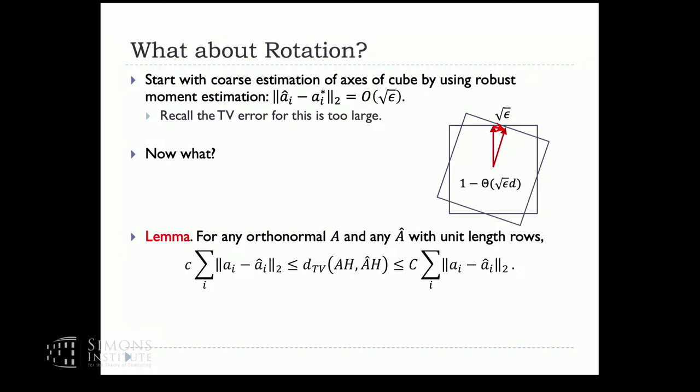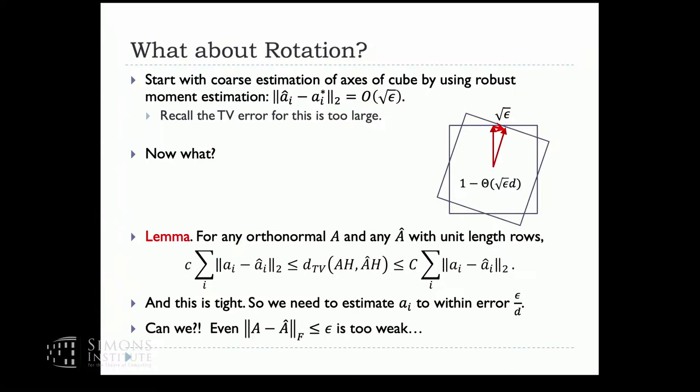And so if you only estimated this to within epsilon, of course, you'd get epsilon times D here. It's too much, right? So it's not enough to do each one. And so we need to get this tighter. We need to estimate each A_i to within something like epsilon over D, much closer. And even if you estimated the entire matrix in Frobenius norm, that wouldn't suffice. Because Frobenius norm would be the sum of the squares of these. It would be epsilon, but then these could be epsilon root D.